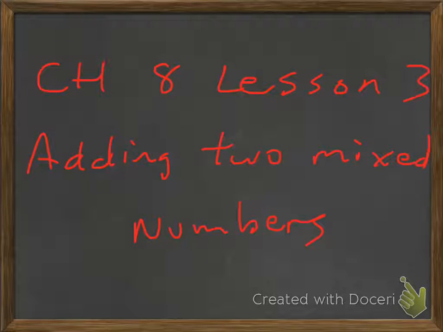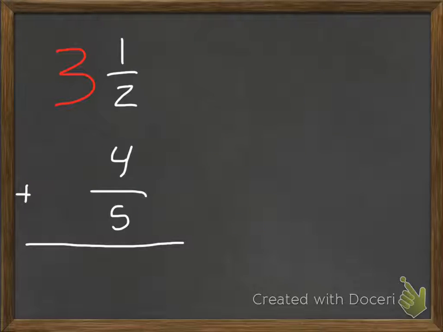Chapter 8, Lesson 3, Adding Two Mixed Numbers. In Lesson 2, we were adding just one mixed number to a fraction. We had 3 and 1/2 plus 4/5. But now, we're going to have two mixed numbers, so the problems are going to look like this.